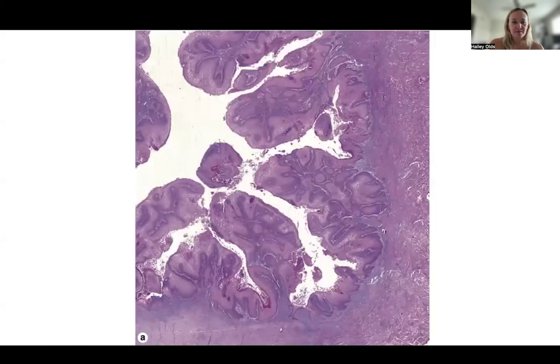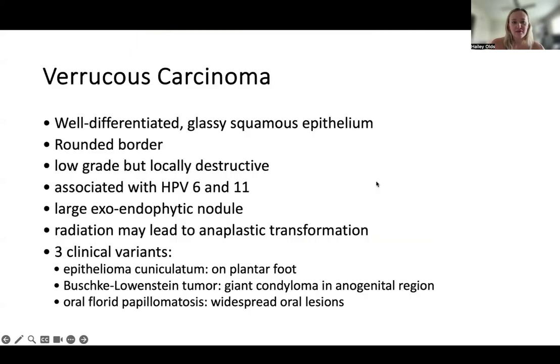Okay, next one. So again, you see those pink keratinocytes, but the architecture is more verrucous. So this one is a verrucous carcinoma. When it has a more rounded border, this is low grade but can be really destructive locally. It's associated with HPV 6 and 11. And you don't want to treat this with radiation because it can lead to anaplastic transformation.